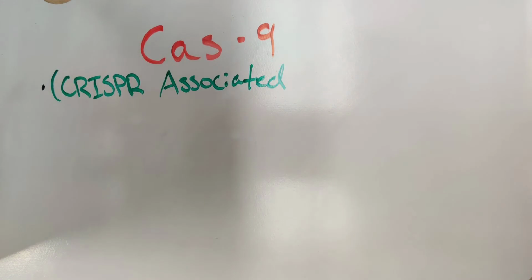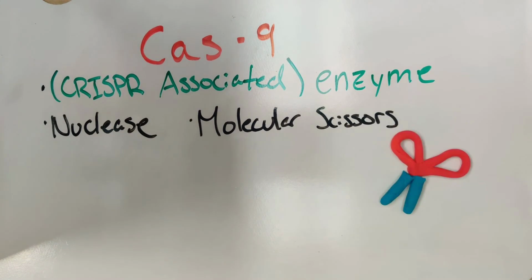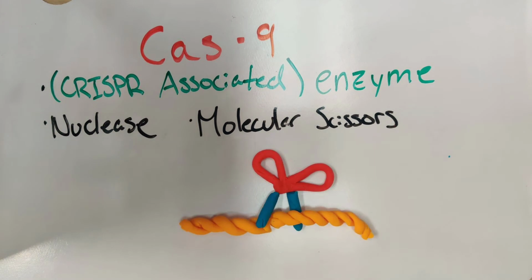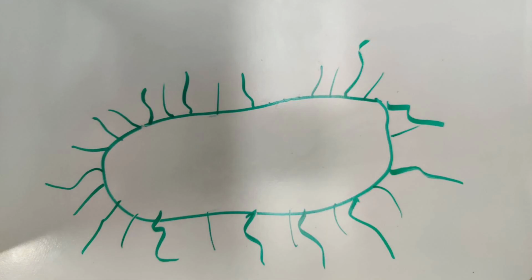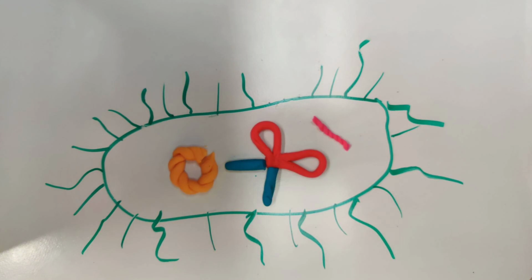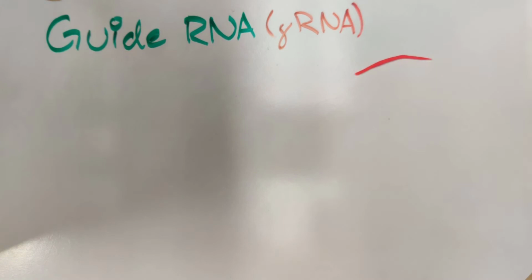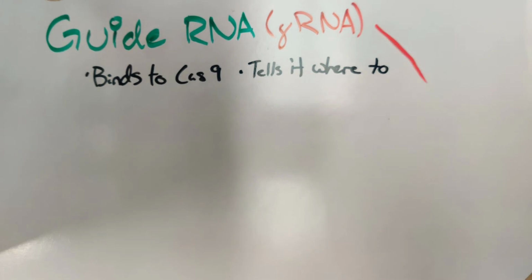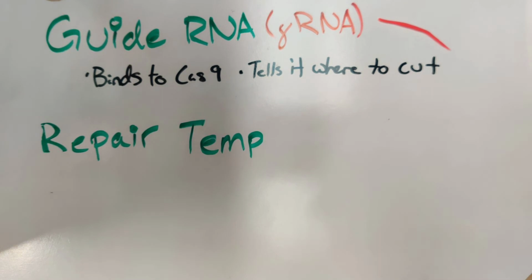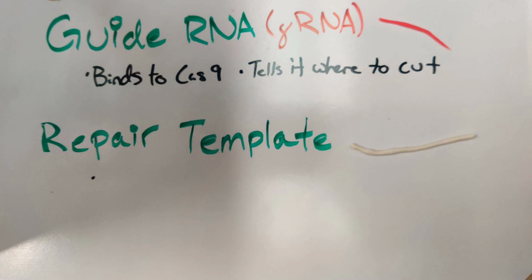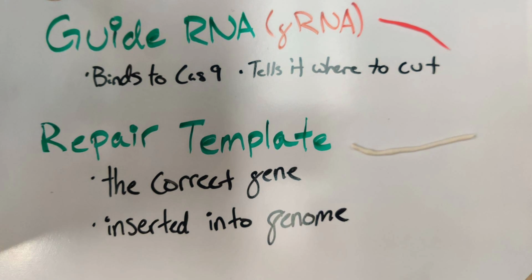Cas9 is a CRISPR-associated enzyme. It is a nuclease. They are molecular scissors that cut DNA at a specified location. To add the viral genome to the bacterial genome, Cas9 is what cuts the bacterial chromosome to include the viral genome. Guide RNA is used in the gene editing process. It binds to Cas9 and tells it where to cut the DNA. The repair template is then the correct genetic sequence for the mutated gene. It replaces the incorrect sequence, the mutated sequence.